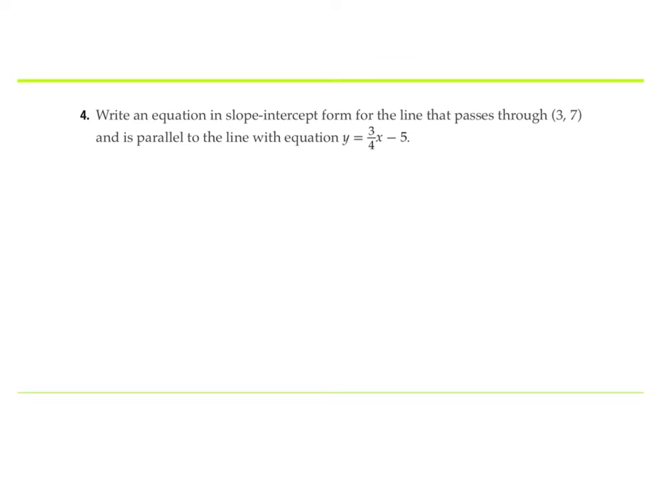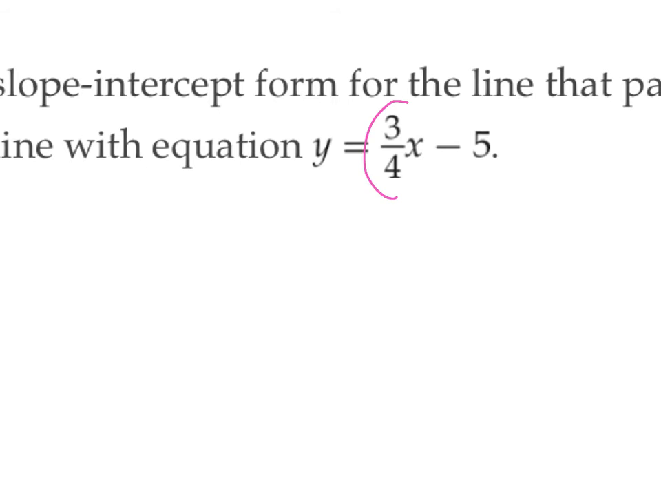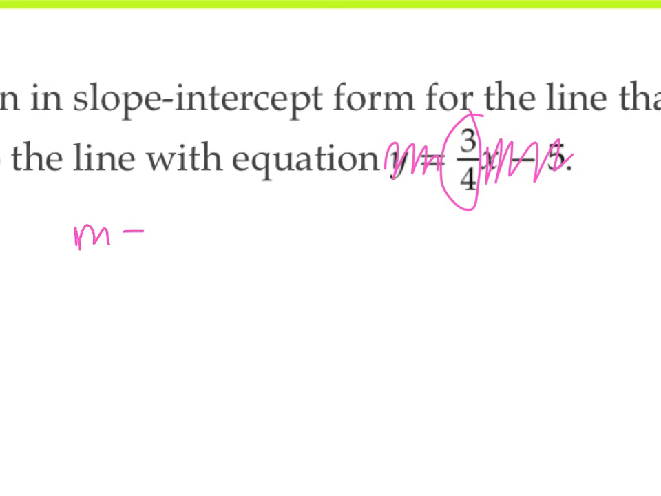We need to write an equation in slope-intercept form for the line that passes through (3, 7) and is parallel to the line with the equation y is equal to 3/4 x minus 5. With the equation that it gives us, we are only looking at the slope. We can ignore everything else. What is the slope of our new equation?